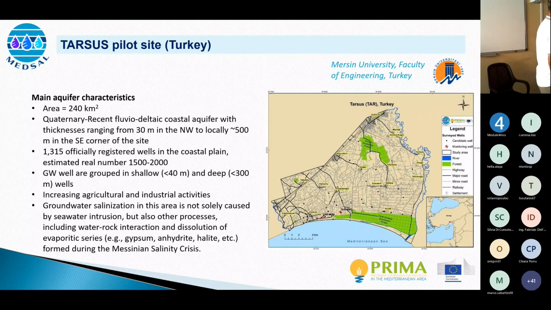We installed 2 sensors there. The study area is 240 square kilometers. The aquifer is basically a deltaic aquifer, quaternary recent sedimentation, and its thickness ranges from 30 meters in the northwest to more than 500 meters in the southeast corner, which is near the sea. There are lots of wells in the region. We did a 2-month survey to choose the sites that will be used for monitoring.